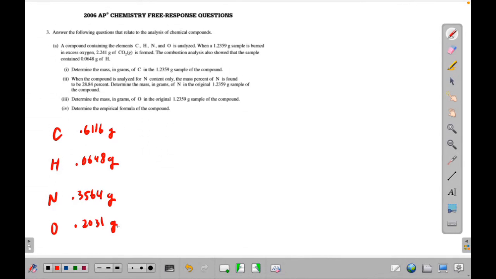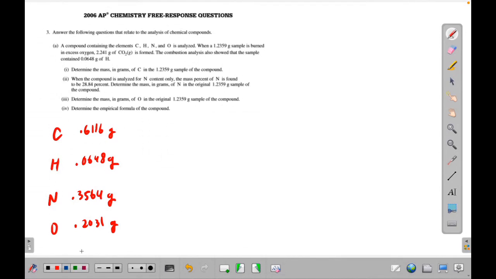Okay, and the last one, number 4, I had to leave some extra space for this. This one is all about determining the empirical formula of the compound. So how are we going to do that? We practiced it a lot in class. Now, in class, I told you to essentially assume you have a 100-gram sample, and that is the best method when you're only given the percent comps for each of these. But we actually know the amount of grams. We don't have to use some assumed mass comps. So we have 0.616 grams of carbon, 0.0648 grams of hydrogen, 0.3564 grams of nitrogen, and finally 0.2031 grams of oxygen.